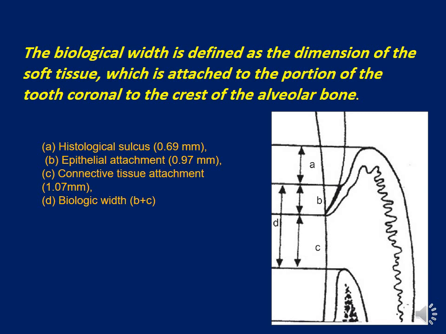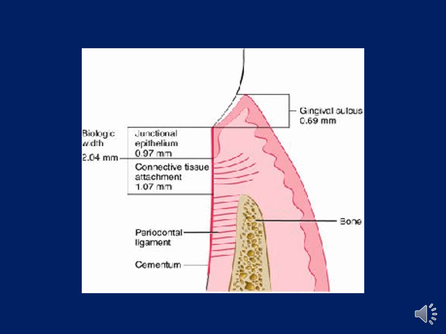The biological width is B plus C, which means the epithelial attachment 0.97 plus 1.07, which is the connective tissue attachment. The total width should be 2.04 millimeter, which should preserve the biological width and should be away from the bone.